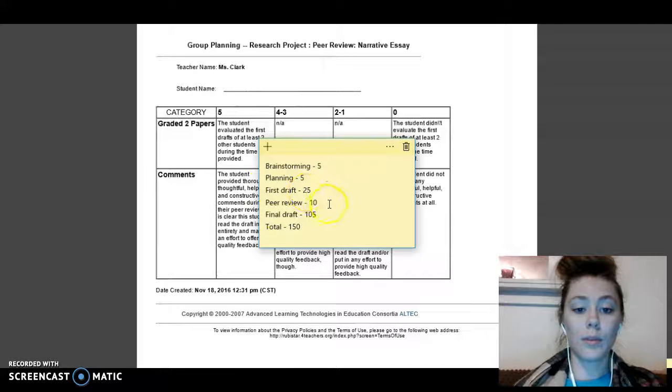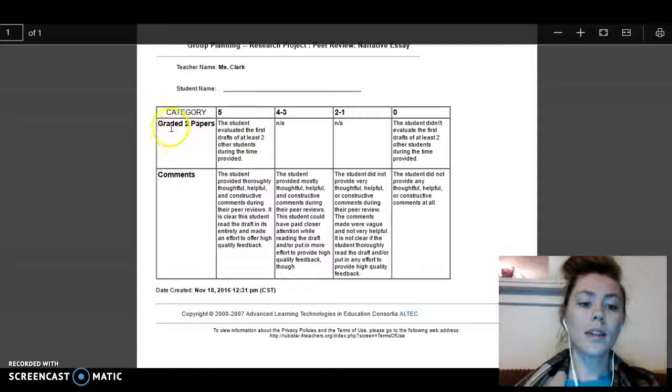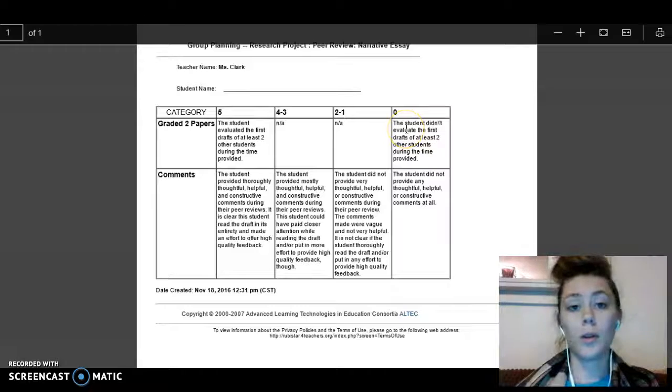As you can see from this points breakdown again, the peer review is 10 points, comes straight from this rubric. 2 categories, 5 points maximum. The first category, super easy, graded 2 papers. If you grade 2 or more papers, you get 5 points. If you grade 1 paper, no papers, that's 0 points. So this is pretty important.